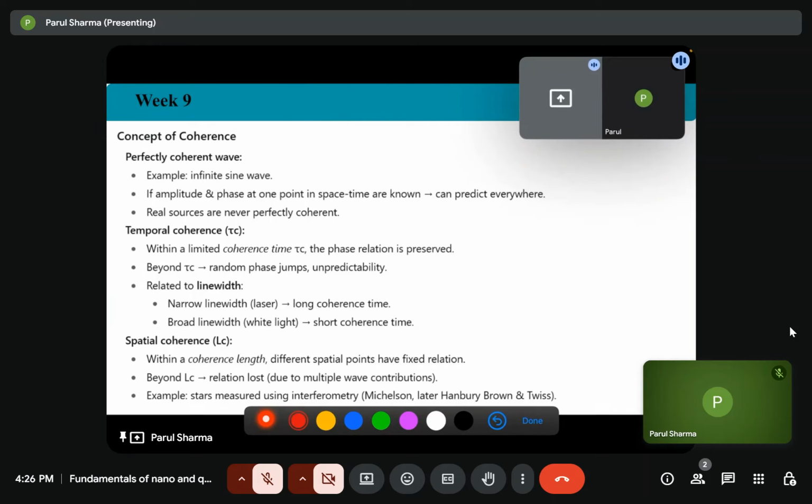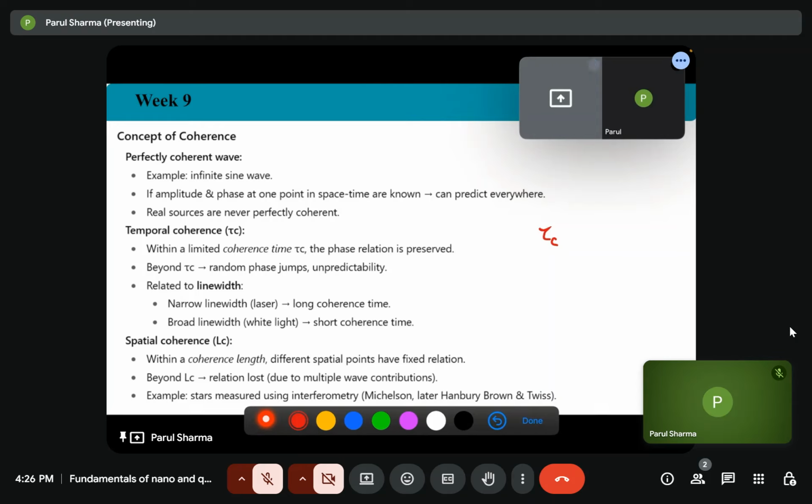Within a limited time, the coherence time that is defined by tau c, the phase relation is conserved. Beyond tau c, we can't determine the phase. Up to the coherence time, if we want to detect the phase, we can tell. But beyond tau c, there is unpredictability in the phase because there will be random phase jumps.